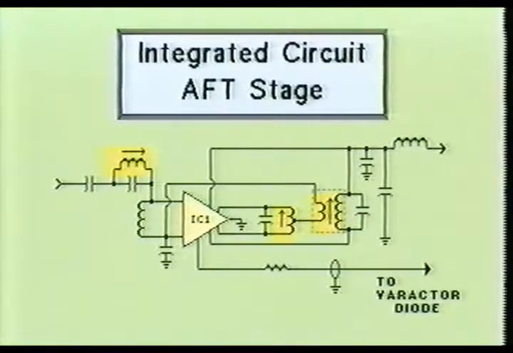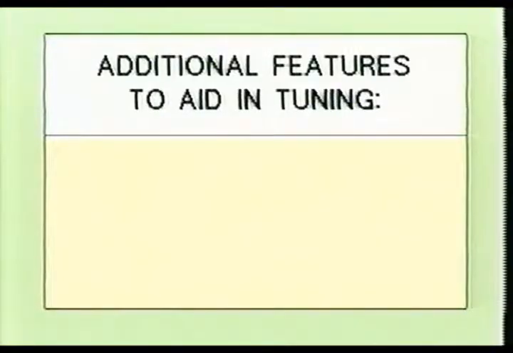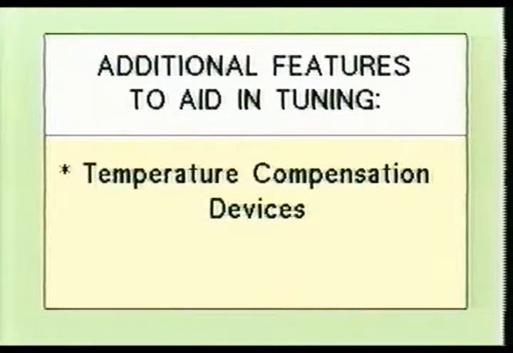In addition, this circuit may be very precisely aligned to the manufacturer's specifications, even more so than the Foster-Seeley discriminator circuit. In conjunction with the automatic fine-tuning circuitry, some television sets include additional features to help ensure tight frequency specifications. Temperature compensation devices located in the local oscillator stage are used to help stabilize the oscillator from ambient temperature effects.